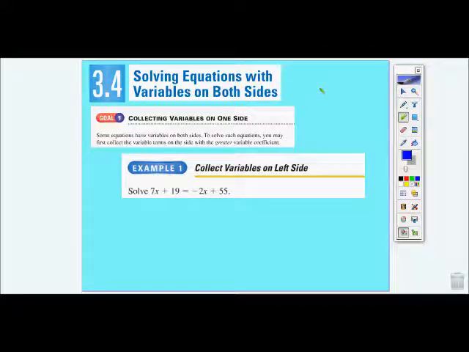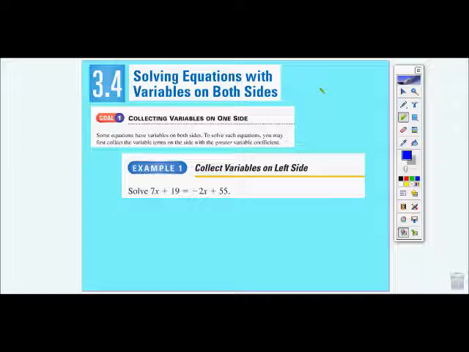Lesson 3.4 introduces variables that can occur on both sides. We still follow the same routine that we have been in the previous lessons. However, it says that you may first collect the variable terms on the side with the greater variable coefficient. Although this is not a rule that always has to be followed this way, you want to get the variables together. But by putting them on the side with the greater variable expression, you reduce the work that needs to be done with negatives.